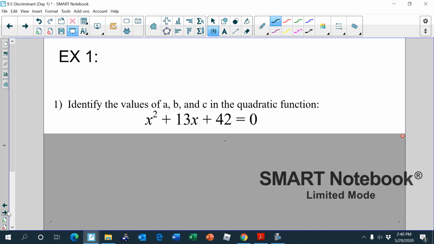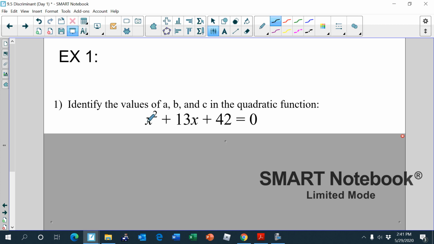Okay. So let's look at example 1. So again, what I'm asking you in here for these examples is just tell me how many solutions there's going to be. Not what the solution is, because what the solution is the quadratic formula. We'll get to that next section. But right now, I just want to know how many solutions there are, okay? So first it says identify the values of a, b, and c.